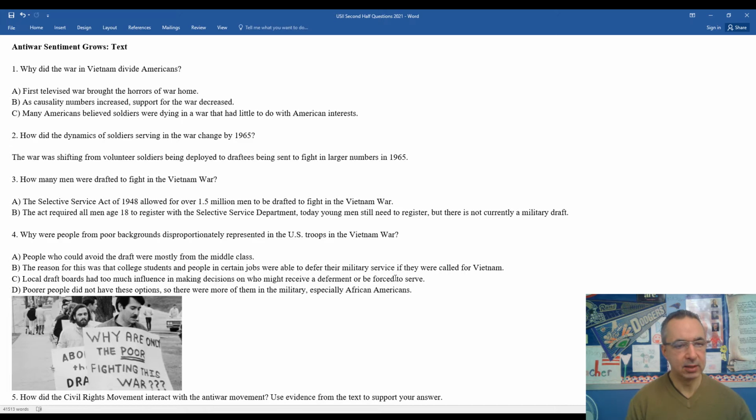So as casualty numbers increased, support for the war decreased. So basically it's a correlation there. As you saw the numbers go up in terms of the people losing their lives, people began to question as to whether or not this war was worth fighting.